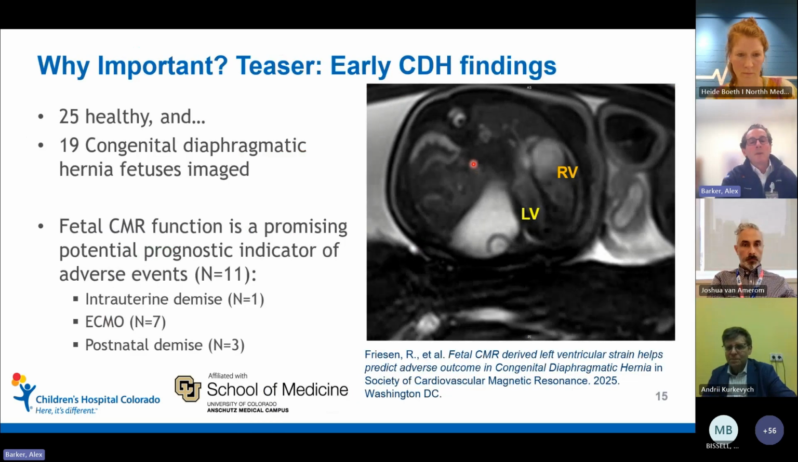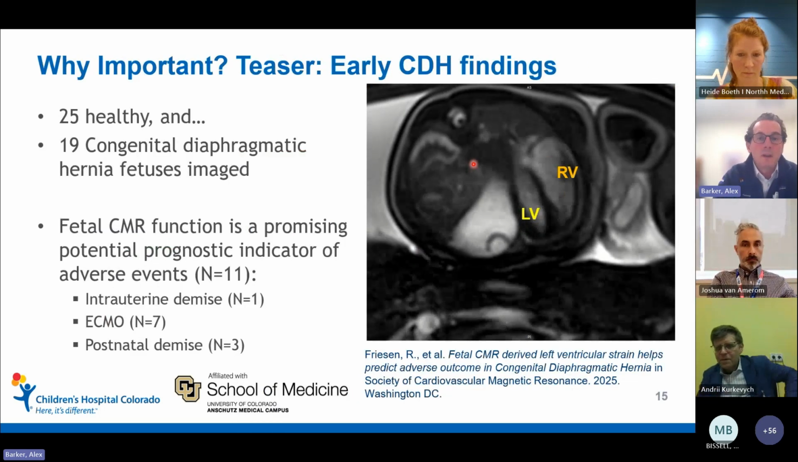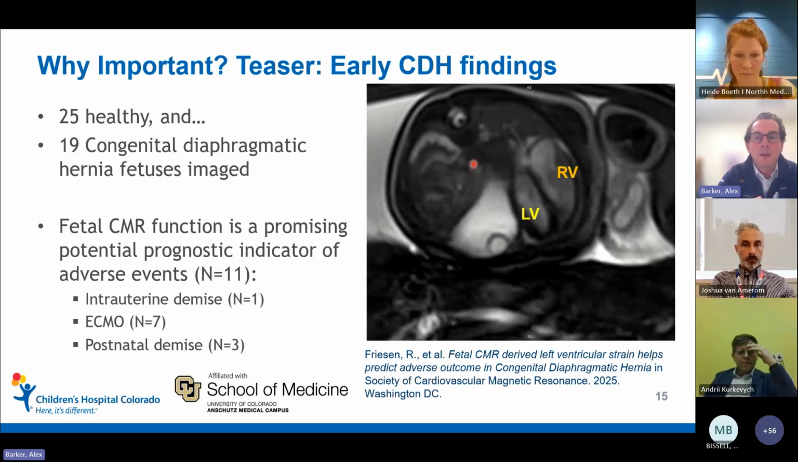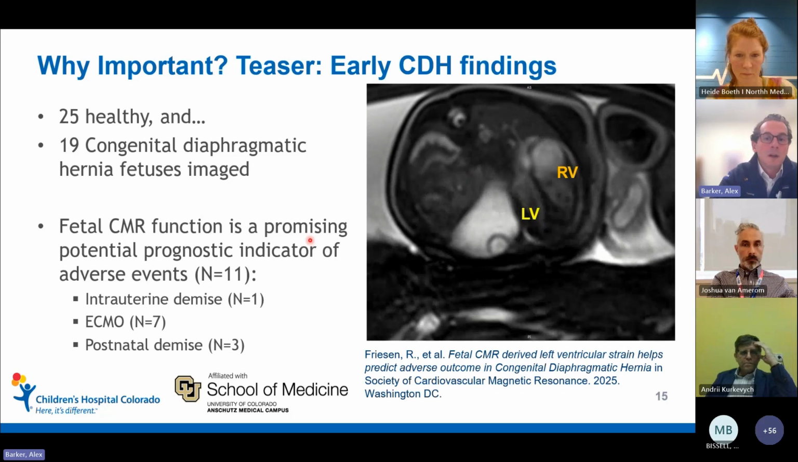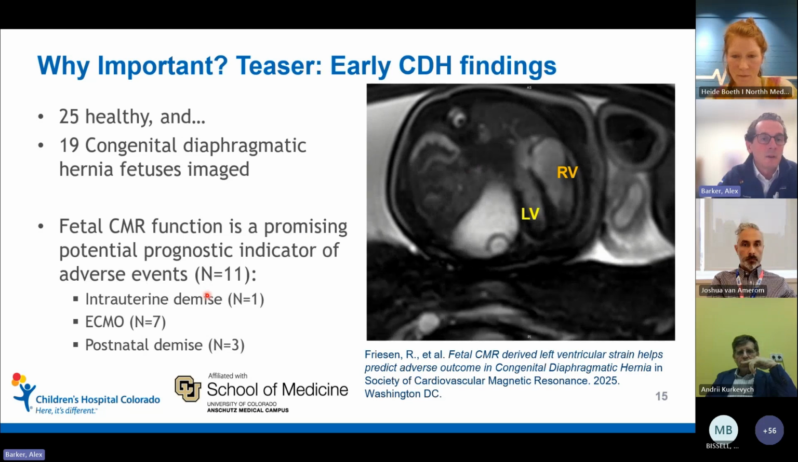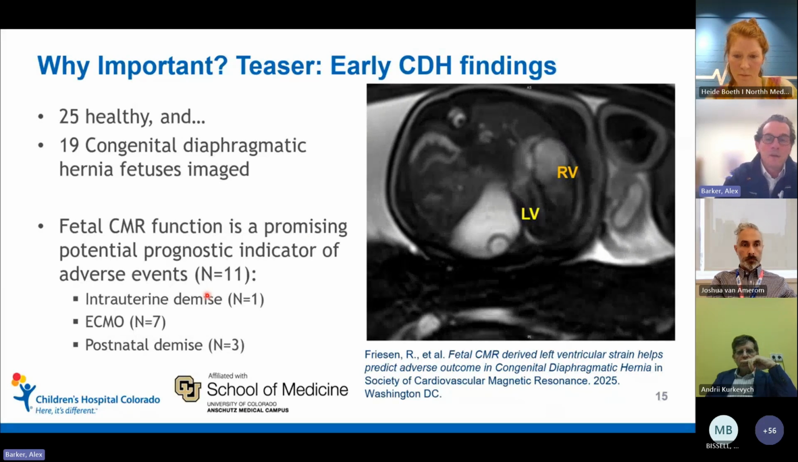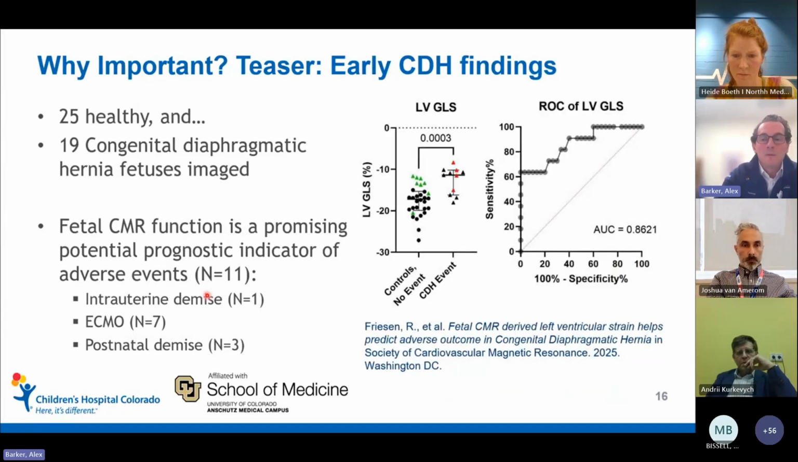Why is this important? Well, we think that it may be able to discriminate adverse events, for example, in congenital diaphragmatic hernia, where we're tracking effectively 20 CDH cases, adverse events in terms of death or need for ECMO. We're finding good predictive capability of, for example, left ventricular global longitudinal strain. I think more work needs to be done.